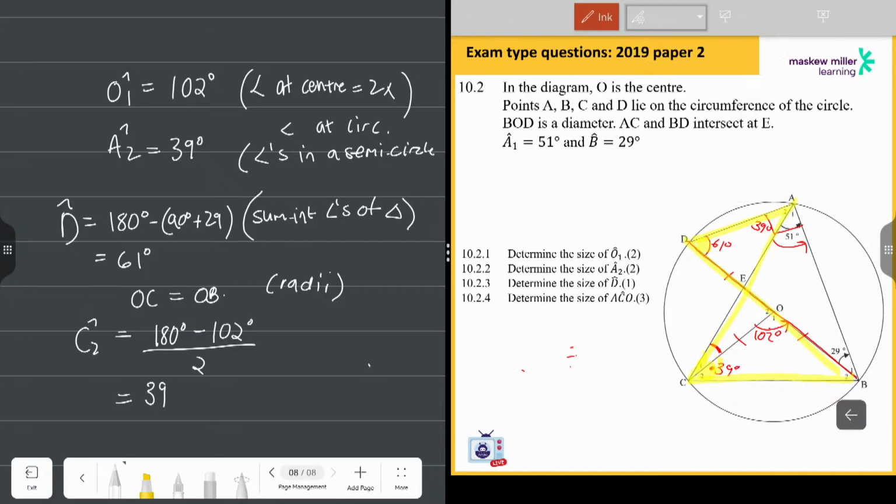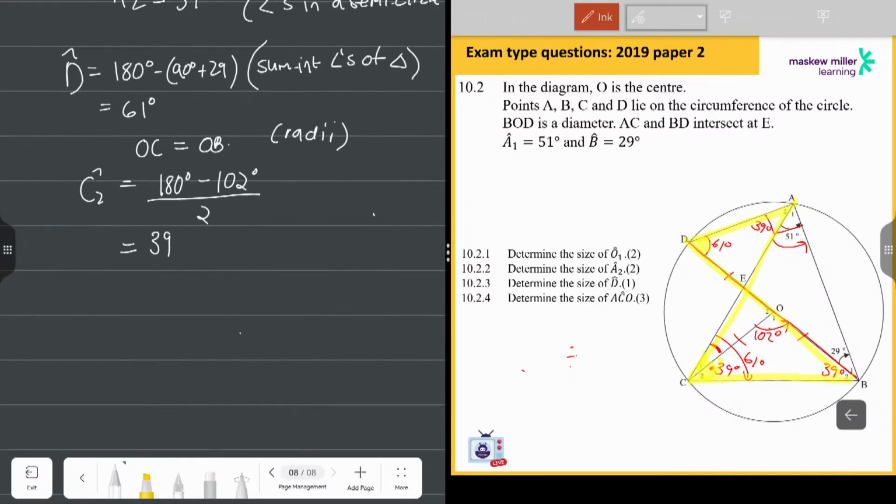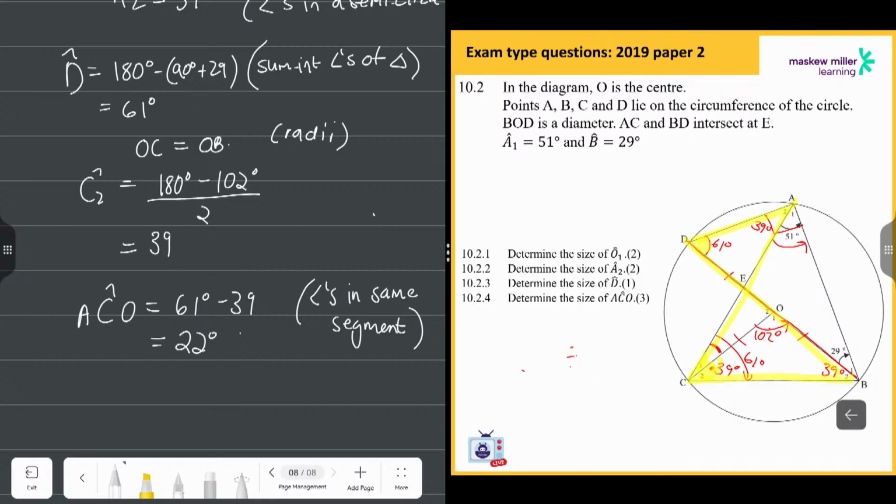If that is 39, remember that, and that is also 39, then how do I get C1? If the whole angle D and the whole angle C over here is 61, then I simply say 61 minus 39. 61 minus 39 will give me C1. ACO. Let's write it like that. Angle ACO will equal 61 minus 39. And the reason for that is angles in same segment. Okay, 61 minus 39 gives me 22 degrees. All right, and that is the value of ACO.